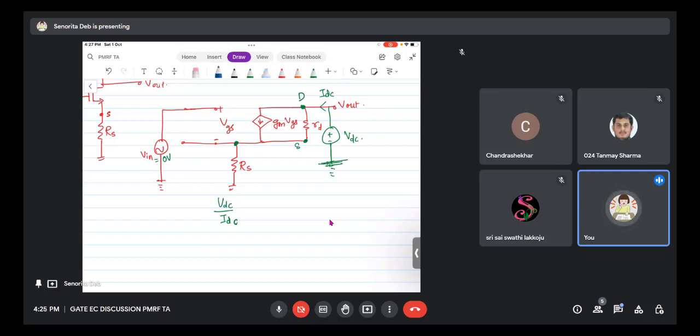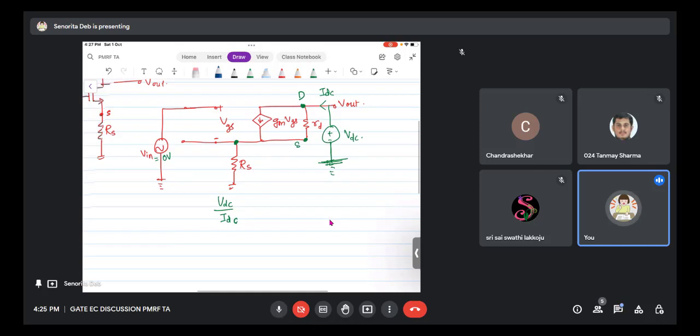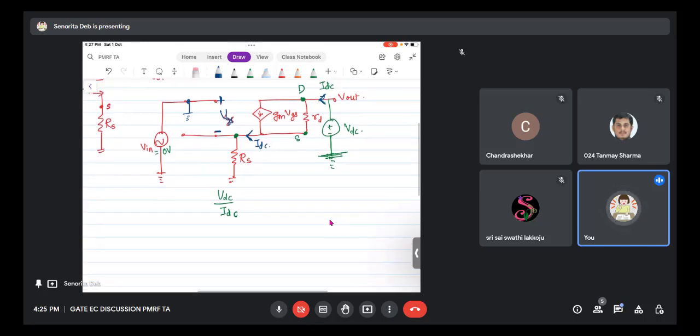So what will happen is, you see this is 0 volt. That means this node is ground, right? So from ground to this node, VGS exists. And this is entering current IDC, therefore this current is also IDC here. So we can have some equations.